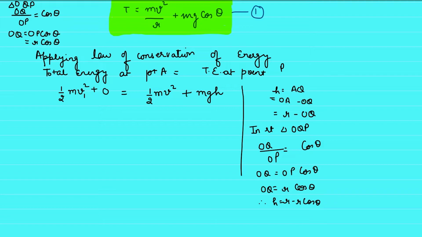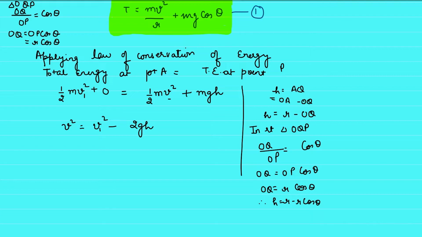So therefore, since OQ is equal to r cos theta, if I put the value of OQ in this equation, my h will be equal to r minus r cos theta. Now coming back to this total energy equation, if I want to find out velocity v at point P, how can we find out? V square will be equal to v1 square minus 2gh. How do I get that? You can cancel m and multiply this equation by 2 and rearrange the terms.